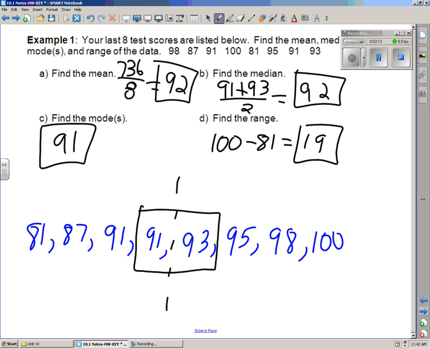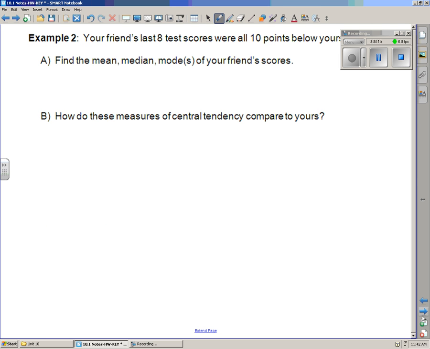Okay, so then the next question says, suppose that your friend's last 8 test scores were all 10 below yours. Find the mean, the median, the mode of your friend's. And how do these measures of central tendency compare to yours? Well, if you think about it, if every score drops by 10, then every measure of central tendency should drop by 10 also.